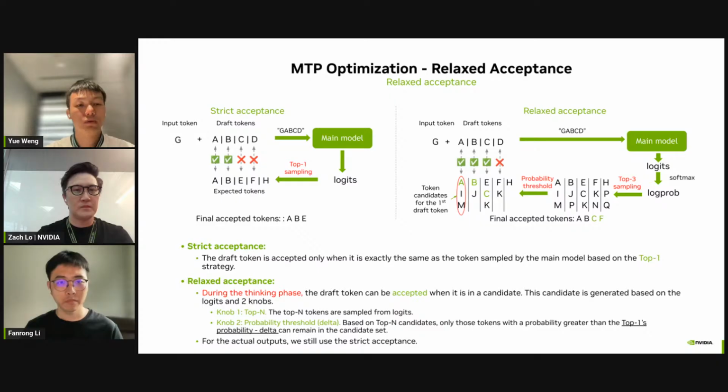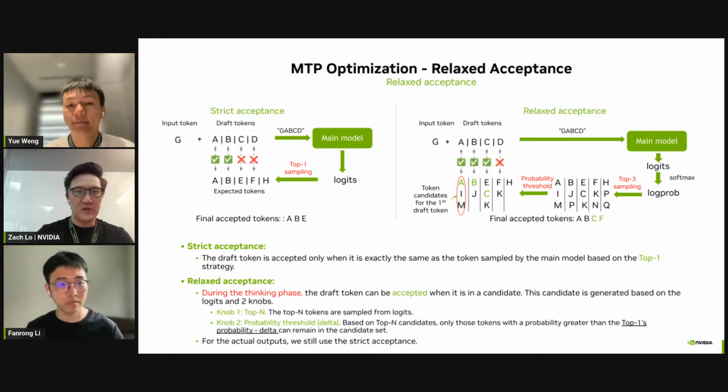Why do we also accept E? Because B is accepted, E is the golden token, and it can also be accepted. I hope my explanation meets your requirement.